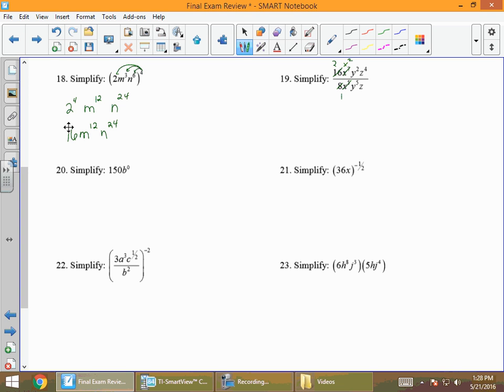Y's, I have 2 on the top and 5 on the bottom. If I cancel 2 and 2, I'll have 3 y's left on the bottom. Z's, I have 4 on the top and 1 on the bottom, so I can cancel 1, leaving me 3 on the top. And then I just rewrite my fraction. My top is now 2x squared z to the third, and the bottom is y to the third.